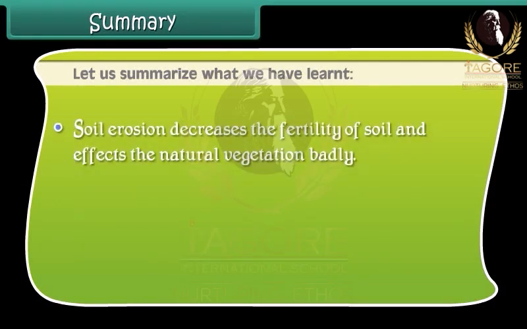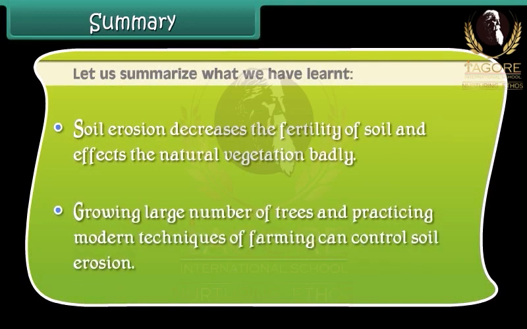Soil erosion decreases the fertility of soil and affects the natural vegetation badly. Growing a large number of trees and practicing modern techniques of farming can control soil erosion.